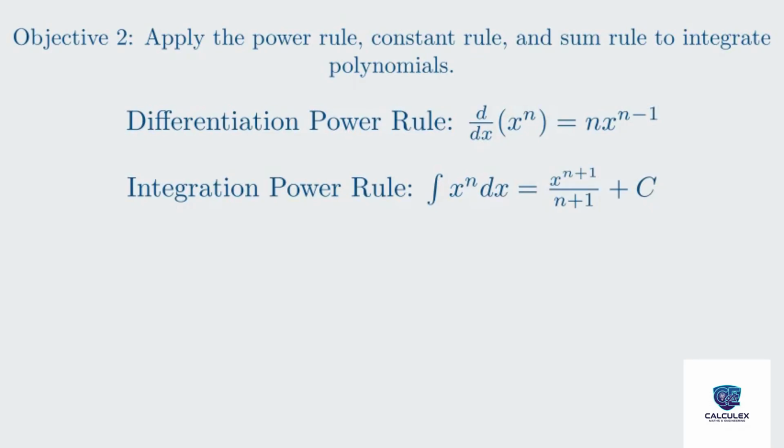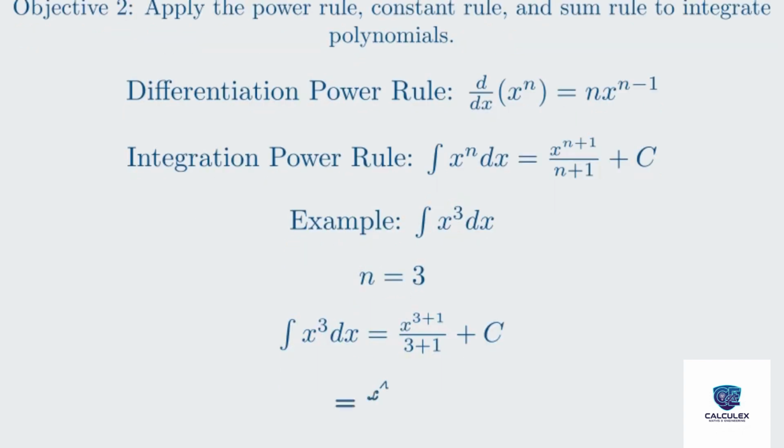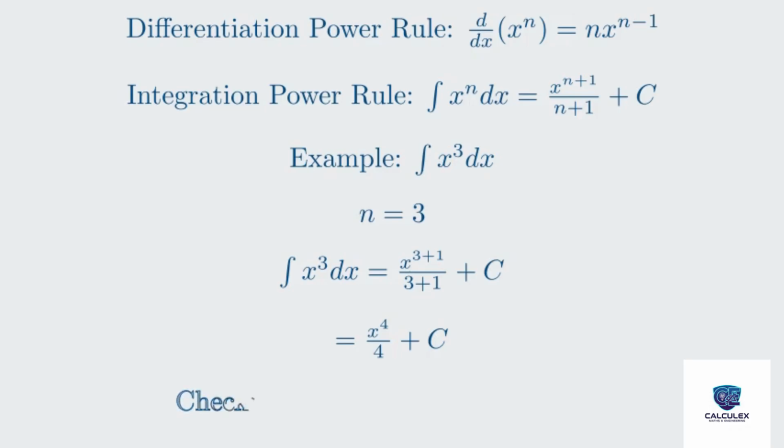Consider the integral of x cubed. Here, n equals 3. So we add 1 to the exponent to get 4, and we divide by 4. Don't forget the plus c. The integral is 1/4 x to the 4th plus c. We can always check our answer by differentiating. The derivative of 1/4 x to the 4th is 1/4 times 4x cubed, which simplifies to x cubed. It works perfectly. What if we have a constant multiplying our function?